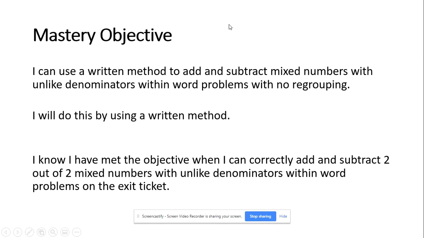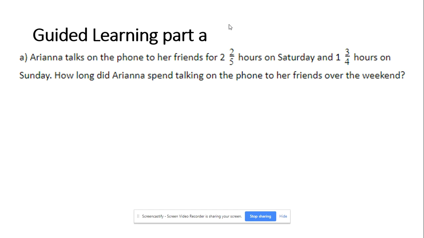Hey everyone, today's mastery objective is: I can use a written method to add and subtract mixed numbers with unlike denominators within word problems with no regrouping. I will do this by using the method. I know I have met the objective when I can correctly add and subtract 2 out of 2 mixed numbers with unlike denominators within word problems on the exit ticket.